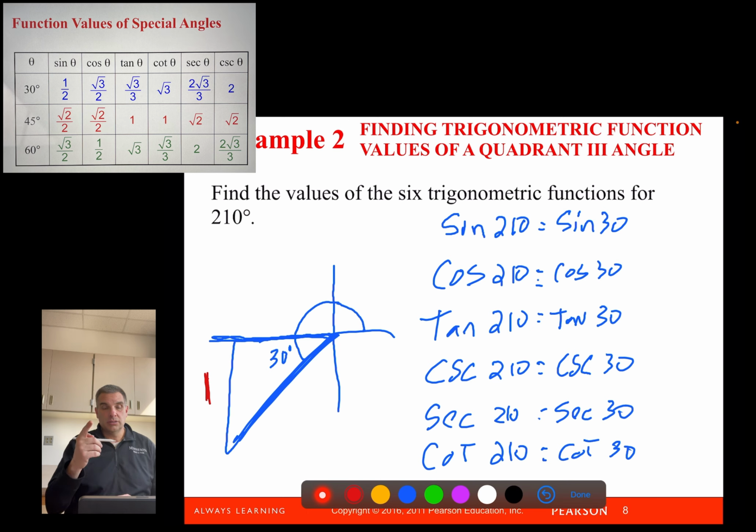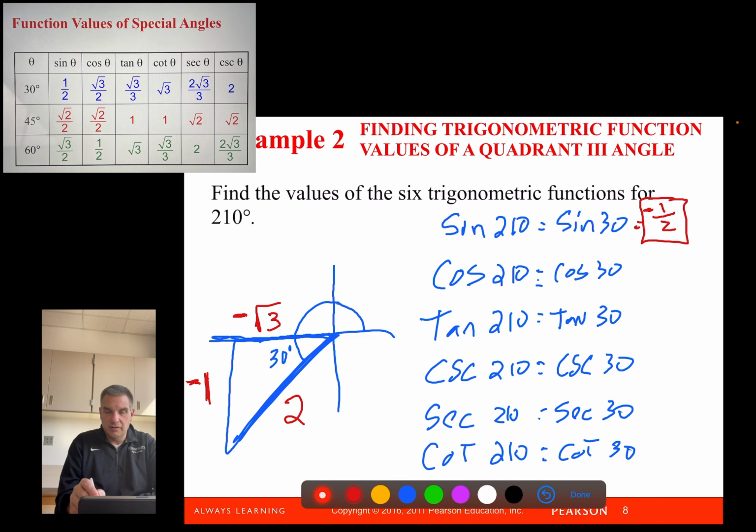We labeled the hypotenuse as 2, and the side opposite the 60 was the square root of 3. Now here's where the positives and negatives come into effect. This has to be negative and this has to be negative, because we're going to the left and we're going down. So we're going to have to mess with some negatives in here, but we can look at our table now and say, okay, the sine of 30 is 1/2. But if we look at this, sine is opposite over hypotenuse, which would be -1 over -2. So this, in fact, is going to have an answer of -1/2.